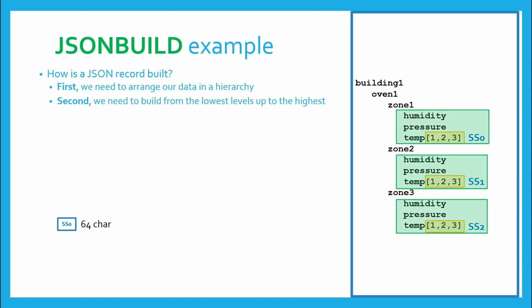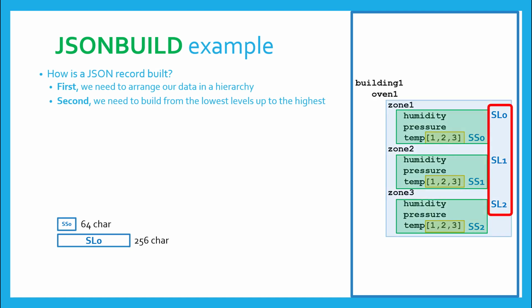Now we move up a level. Here we see that humidity, pressure, and temperature, or temp, are all at the same level. The array we just created must become the value portion of a name-value pair, along with humidity and pressure, which each have a single value. Since the string is probably getting much larger than an SS can contain, we'll store these in SLs, like so. Moving up another level, shown in blue, we can now assign SL0 the name Zone 1 and SL1 Zone 2, etc. We'll store those in SL3.